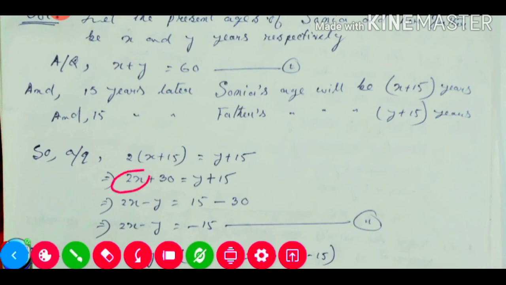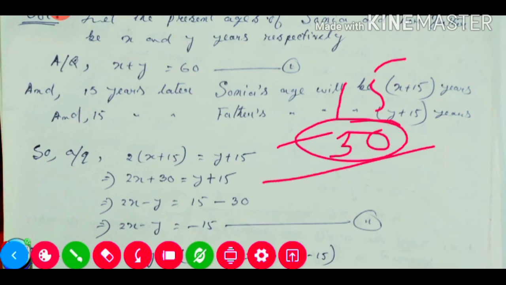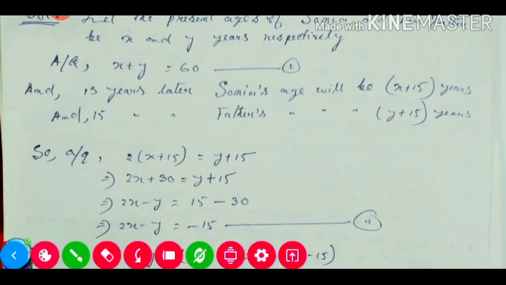So 2x stays, and y will shift to the left-hand side, so it will be minus y. And the constant 30 will shift to the right-hand side, so it will be minus 30. So we got 2x minus y is equal to 15 minus 30. Between these two numbers, 30 is bigger, and before it is a minus sign, so the answer will be minus, and 30 minus 15 is 15. So it will be minus 15. This will be our equation number 2.